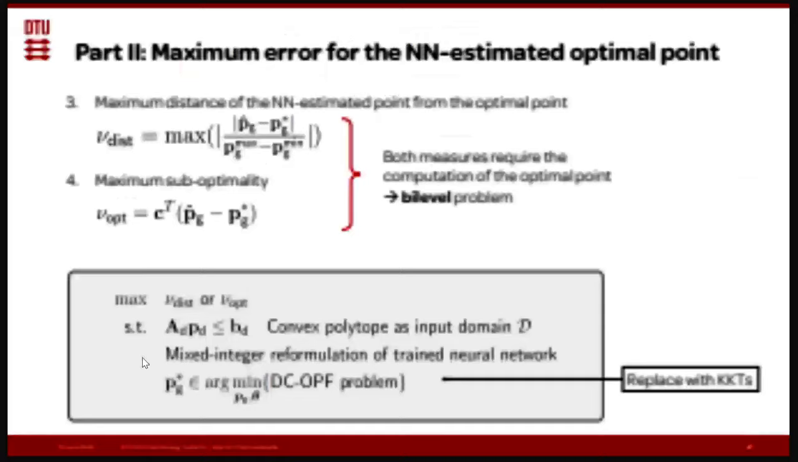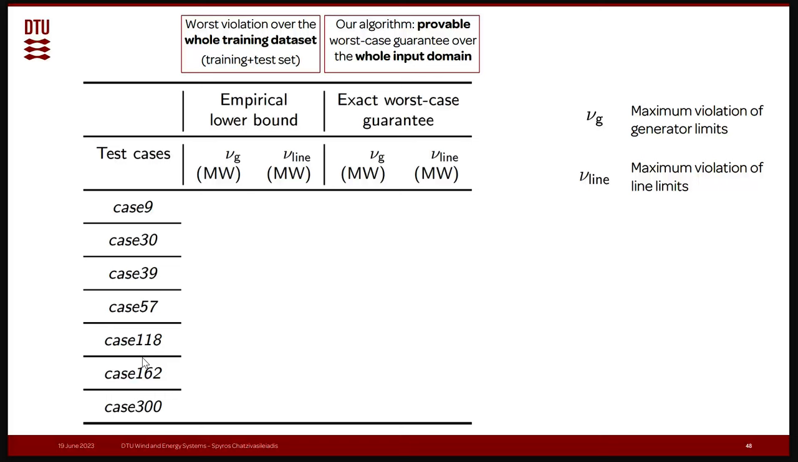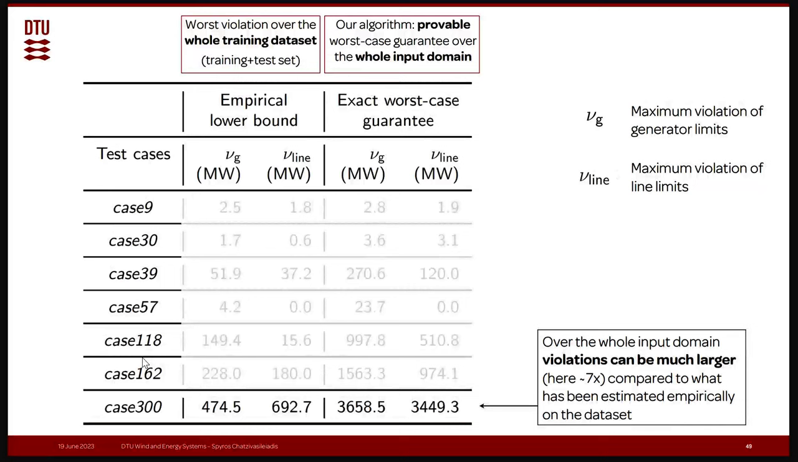Seven different case studies, from 9 to 300 bus systems. I have trained neural networks for DCOPF for all of them. On the left side is the empirical lower bound: I have trained with training data, and over all training and test data, what's the worst case violation? On the right side are the exact worst case guarantees over the continuous input domain: what's the worst case violation across any input, even data that I have not sampled? You can see that for the 300 bus, the actual violation can be 7 times larger.